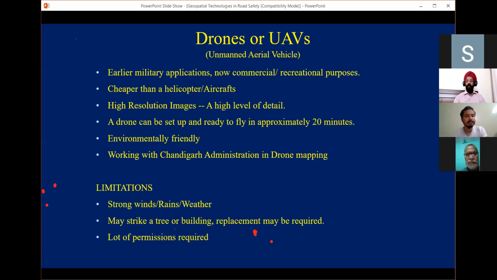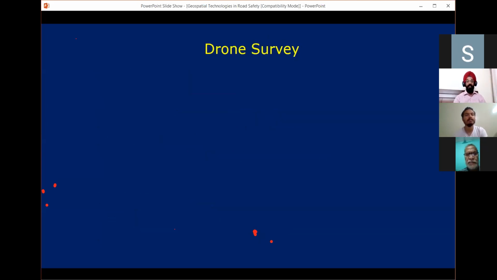Of course, there are some limitations. Strong winds, rain and weather matter, it depends upon these things. If it strikes a tree or building, we have to replace it, and a lot of permissions are required because of secrecy and privacy. Of course, there are a number of issues with this.